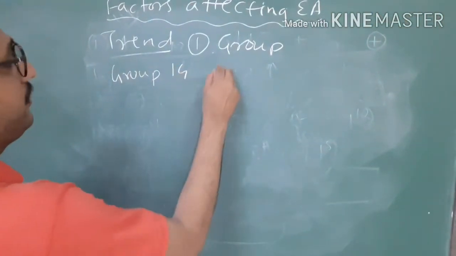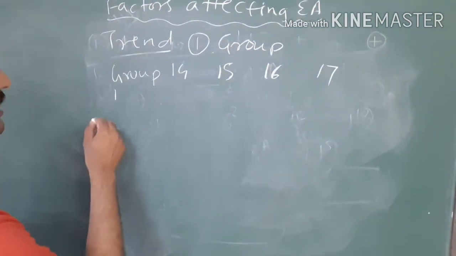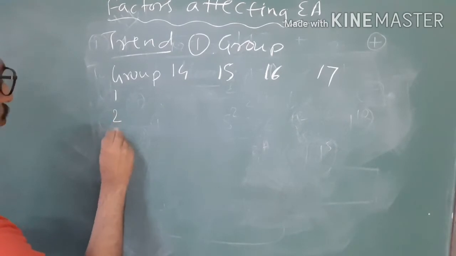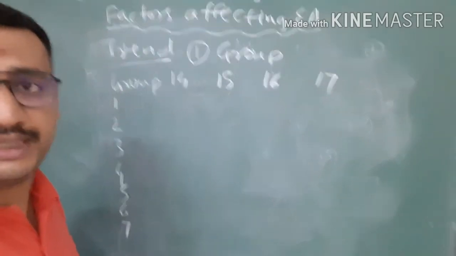Group number 14, 15, 16 and 17. Group number 14, period number 1, nothing is there. Period number 2, 3, 4, 5, 6 and 7. I'll write the names of elements here.